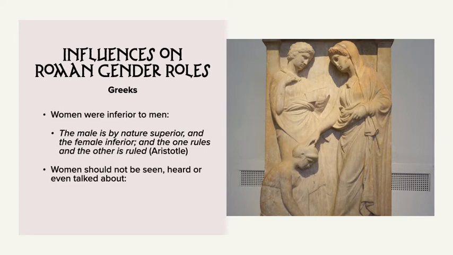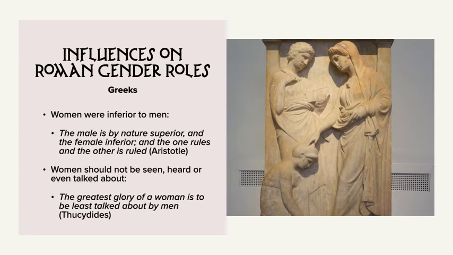We have a saying that children should be seen and not heard, but ideally in Greek society, women shouldn't be seen, heard, or even mentioned. And so there's a very famous quote from Thucydides, another Athenian, who said that the greatest glory of a woman is to be least talked about by men. So ideally as a woman, your goal should be to not give men anything to say about you.